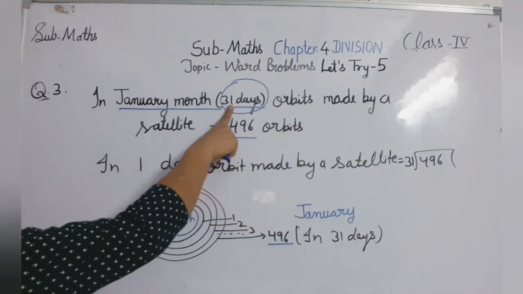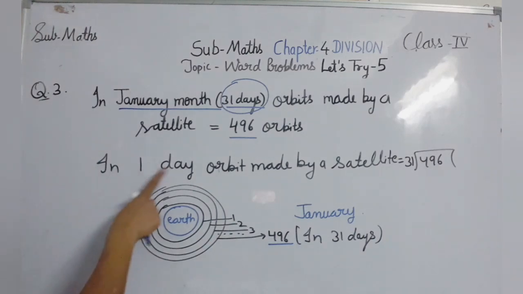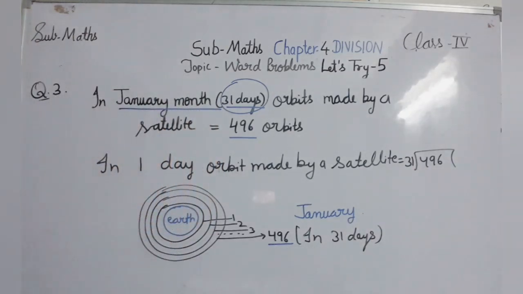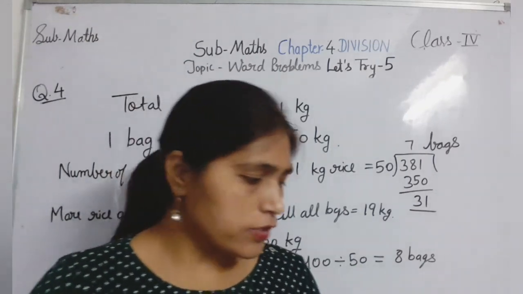So in 31 days, 496 orbits. So how many has she made in 1 day? So in 1 day she will make 496 divided by 31. Clear? So now let's do the next problem.